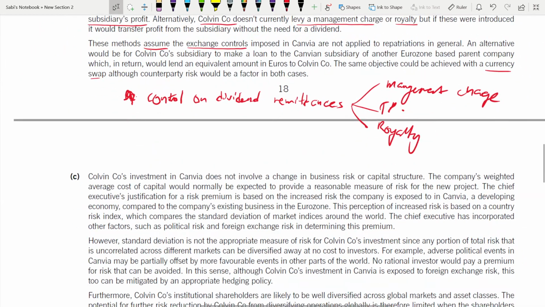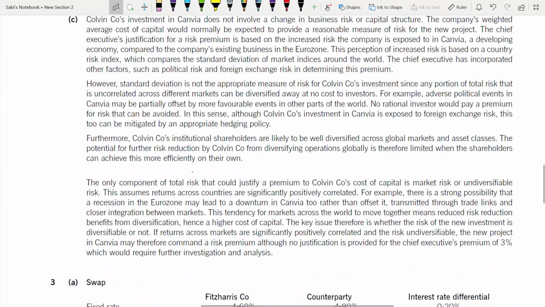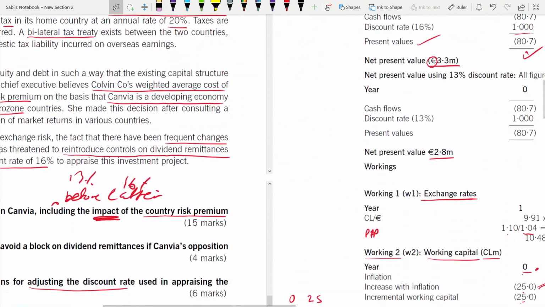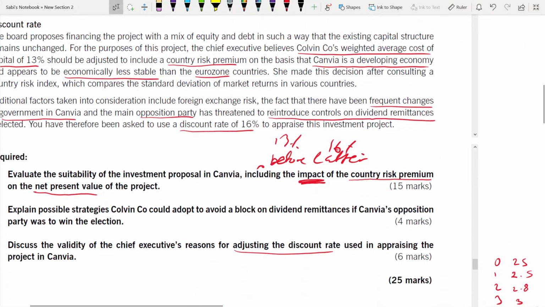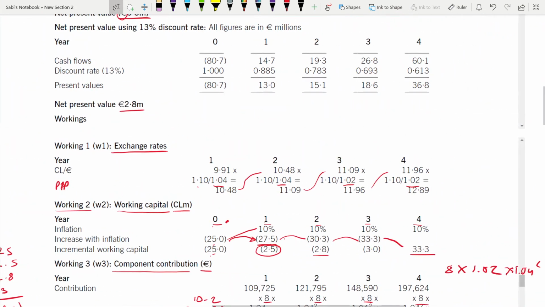Coming to part C. Part C is a lengthy one. They talked about the discount rate. I kind of forgot, so let's see. It's for 6 marks. Discuss the validity of QX of adjusting the discount rate. So, adjusting the discount rate.